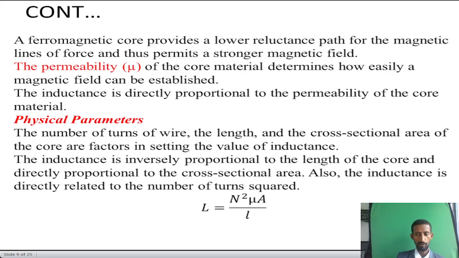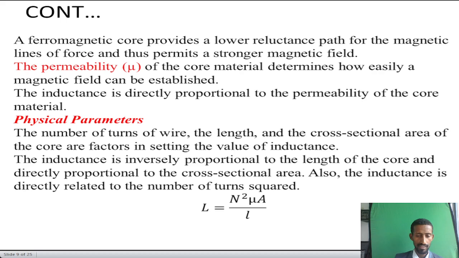The permeability of a core material determines how easily a magnetic field can be established. The inductance is directly proportional to the permeability of the core material. As we have already mentioned, the material around which the coil is wound is called what? The core. So the inductance is directly proportional to the permeability of the core material.